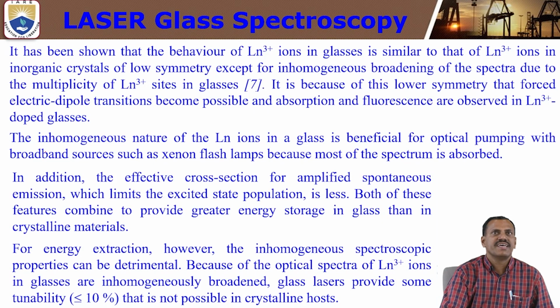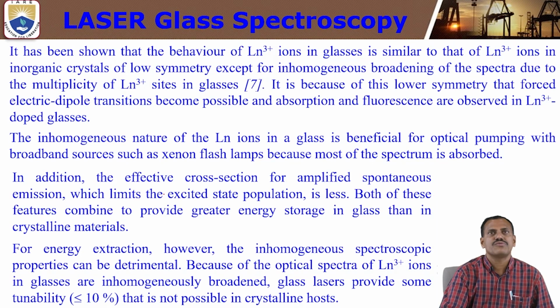The second one is that the inhomogeneous nature of the lanthanide ions in a glass is beneficial for optical pumping with broadband sources such as the xenon flash lamp, because most of the spectrum is absorbed. That is why we use it for absorption and luminescence measurements. By using the xenon flash lamp, we can observe the complete spectrum.